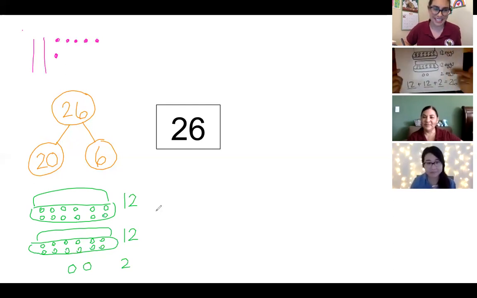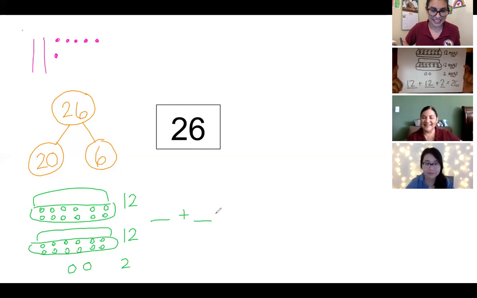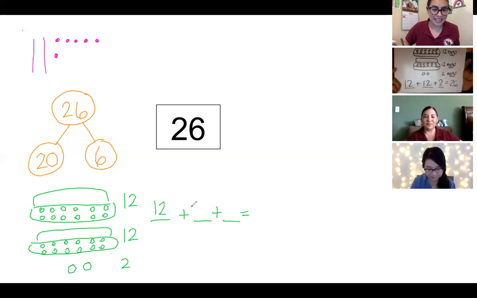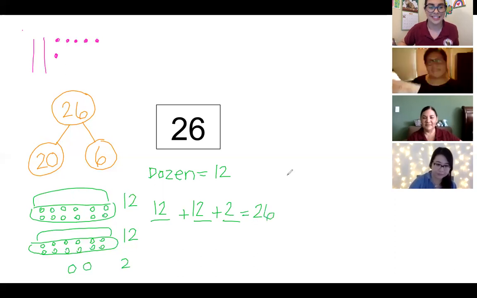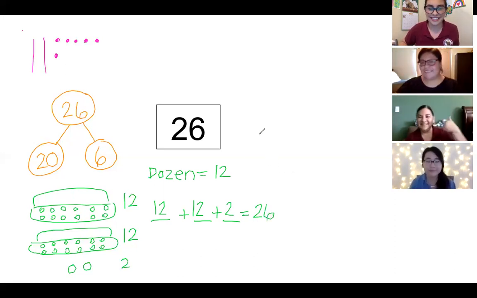Sure, I took exactly what you told me because I figured, hey, it's already done. 12 plus 12 plus 2 is 26. Perfect. So she had her dozen eggs plus another dozen eggs. Remember, we learned that a dozen, and I'm going to write it right here, dozen is another word for saying 12. So 12 plus 12 plus 2 gave her a total of 26, right? Thank you, Ms. Rosales.